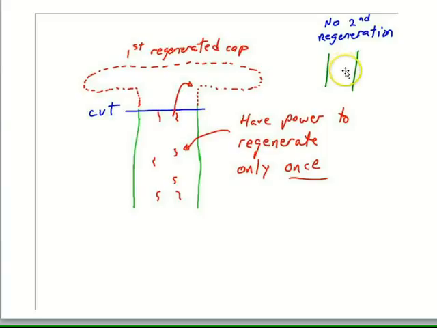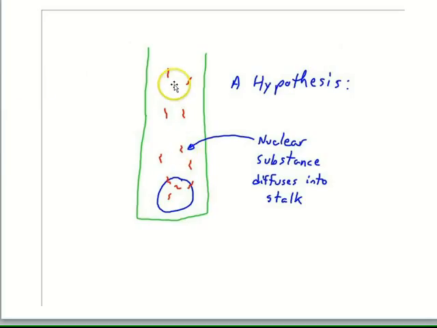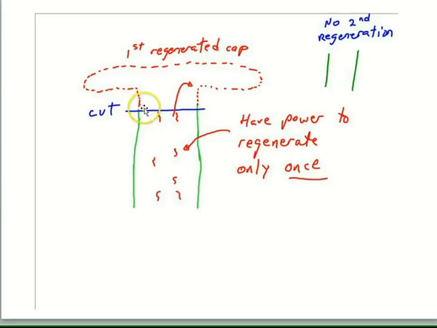And that would support the idea that perhaps these nuclear molecules here, maybe they get used up, for example, in building the cap. And so once they are used to build the first cap, there's nothing left to build a second cap. That would explain why there was no second regeneration. So one possibility for what these nuclear molecules are maybe are building materials. Perhaps they are produced by the nucleus and they are used to build the cap. And once they're used to build the cap, they can no longer be used to build a second cap.